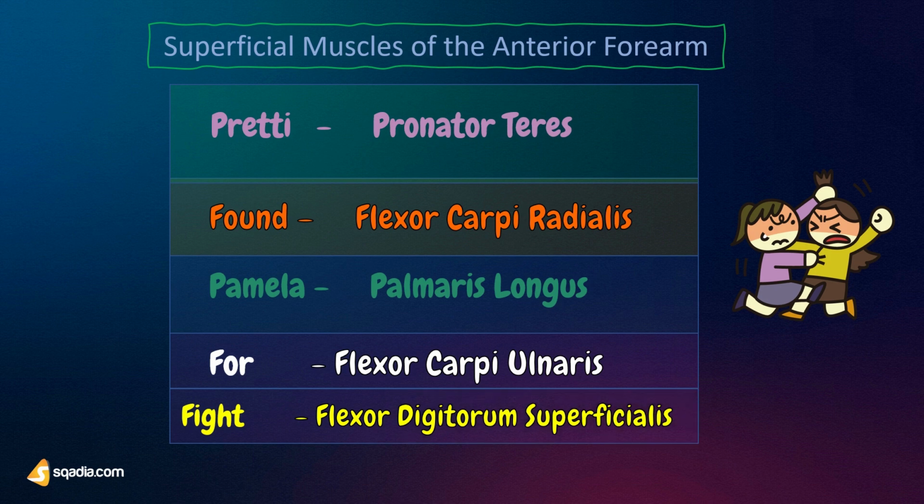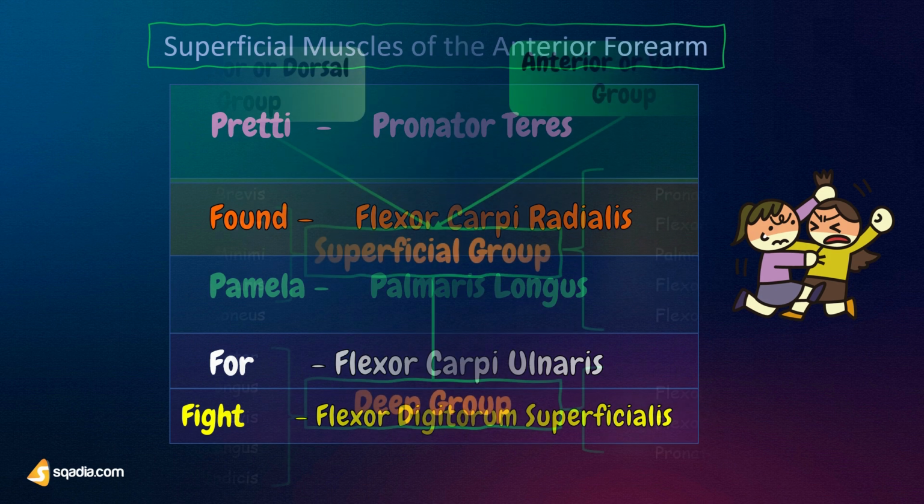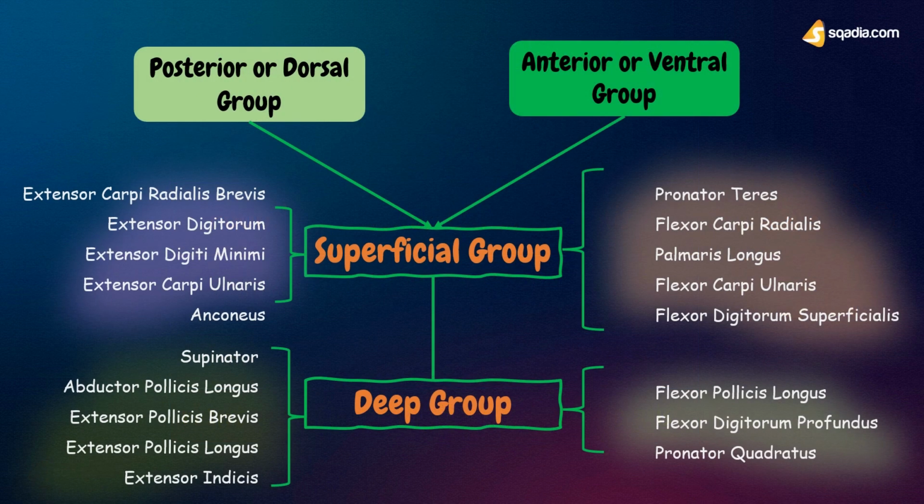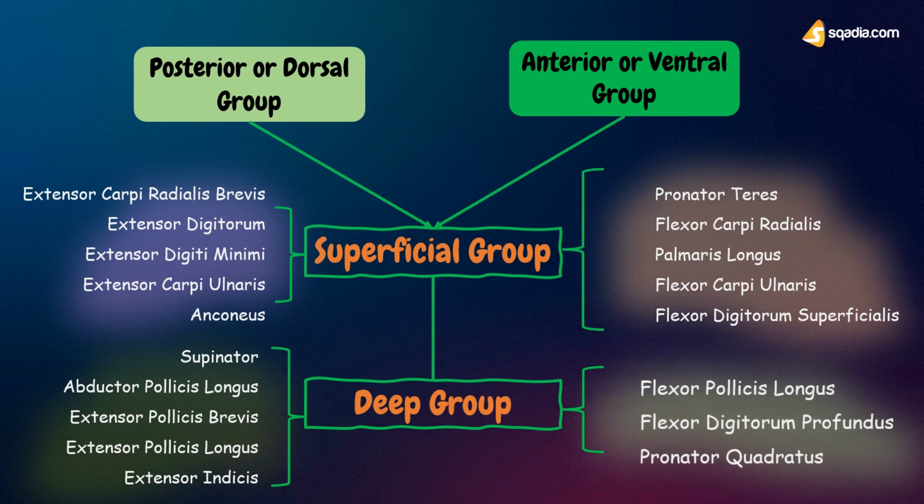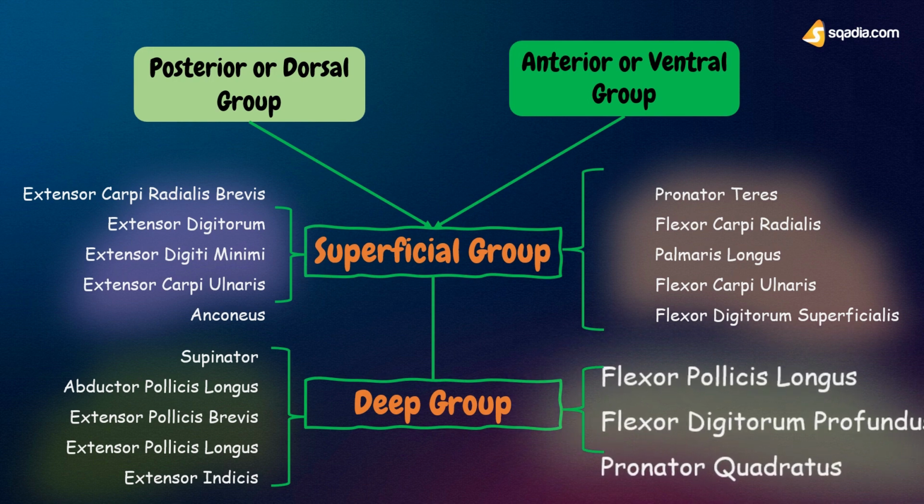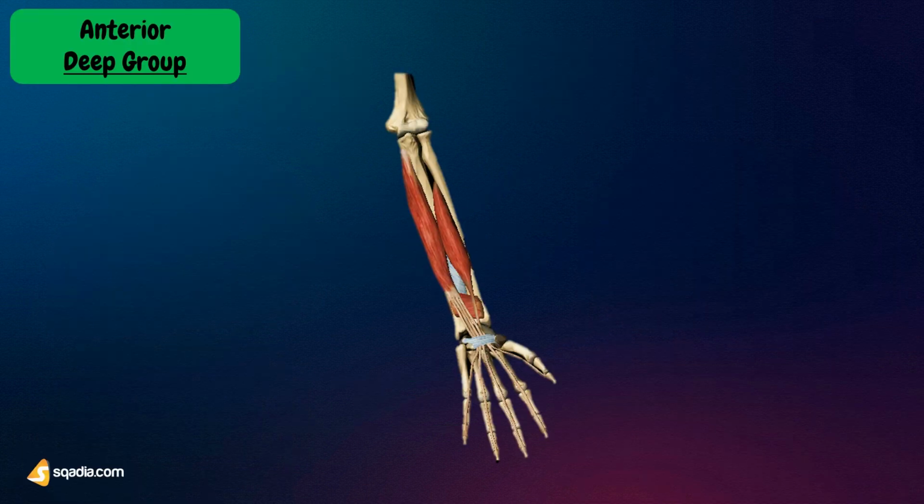These muscles are named as flexor digitorum profundus, flexor pollicis longus, and pronator quadratus. Keep in mind that these are the deeper muscle, and upon dissection, they are covered by the superficial muscles of the forearm.